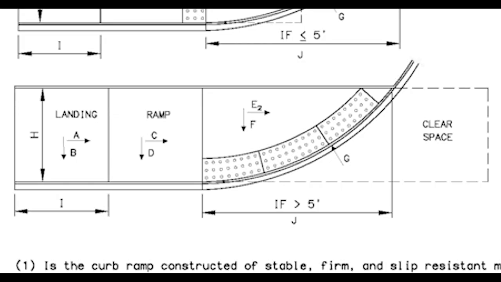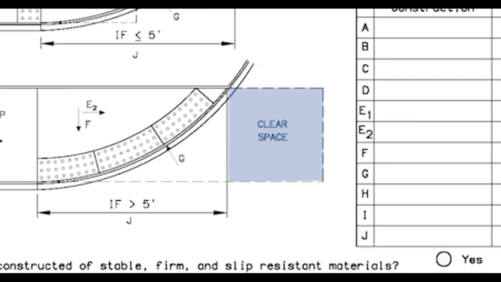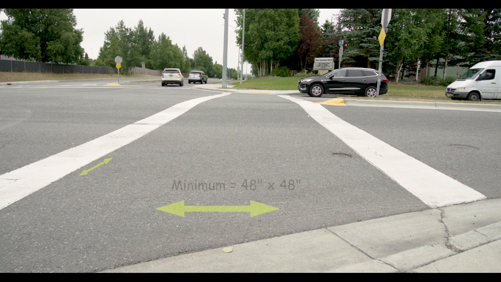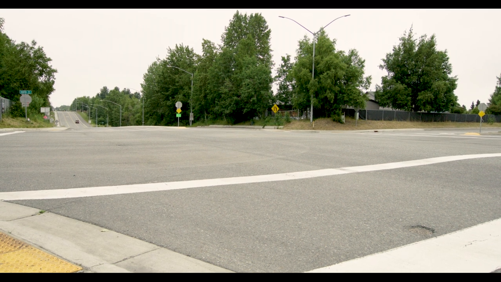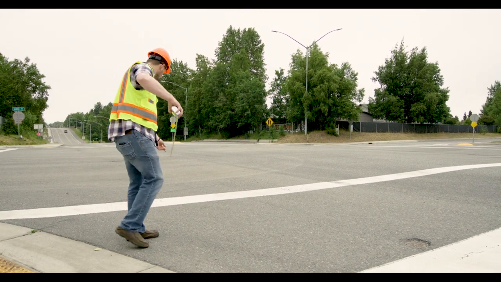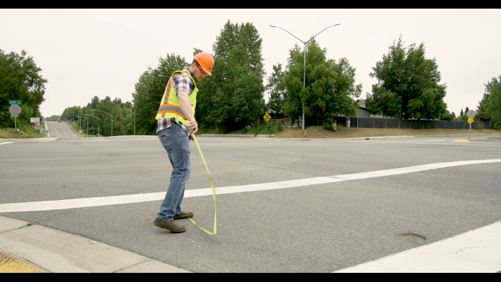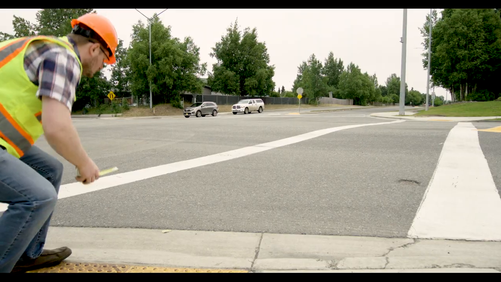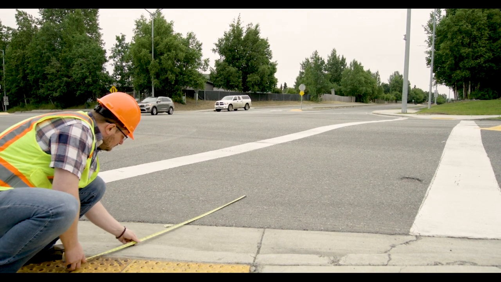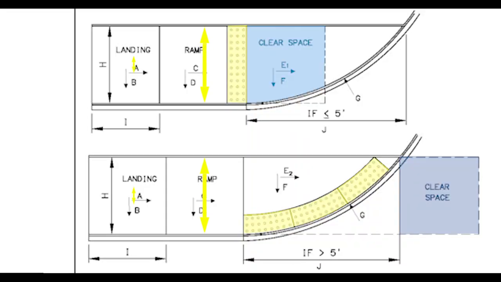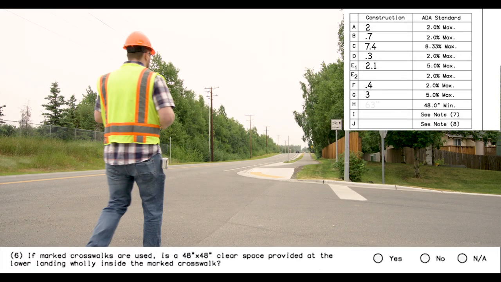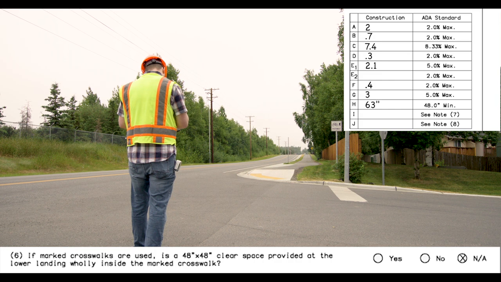When you have a curved tactile warning, the clear space at the base of the ramp is going to be located inside the intersection. As with perpendicular and parallel, the 48 by 48 inch area may be evaluated visually. However, if there is any question as to whether there is a 48 by 48 inch clear space wholly inside the crosswalk, measurements must be taken and special attention paid to oncoming traffic when taking measurements. As in previous instances, the width of the ramp, the width of the landing, and the width of the clear space should all be the same and recorded in box H. If there is no crosswalk, NA may be marked.